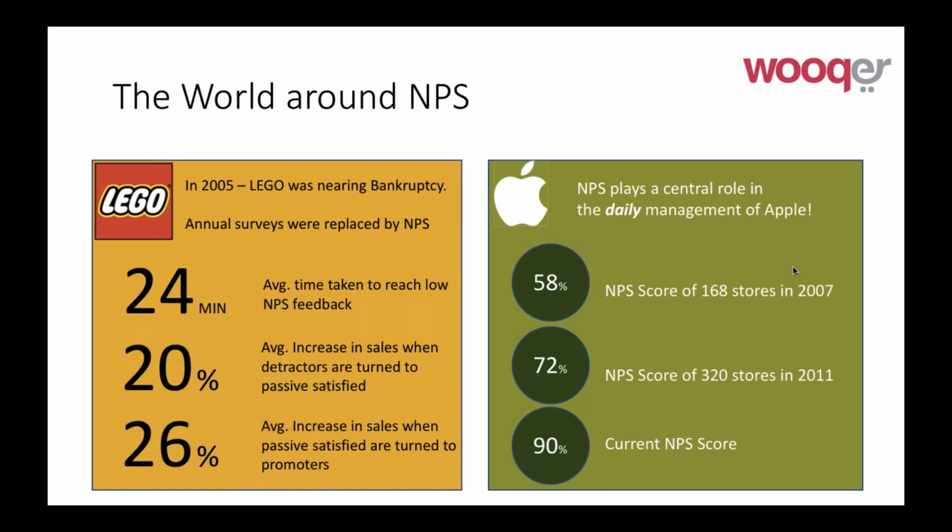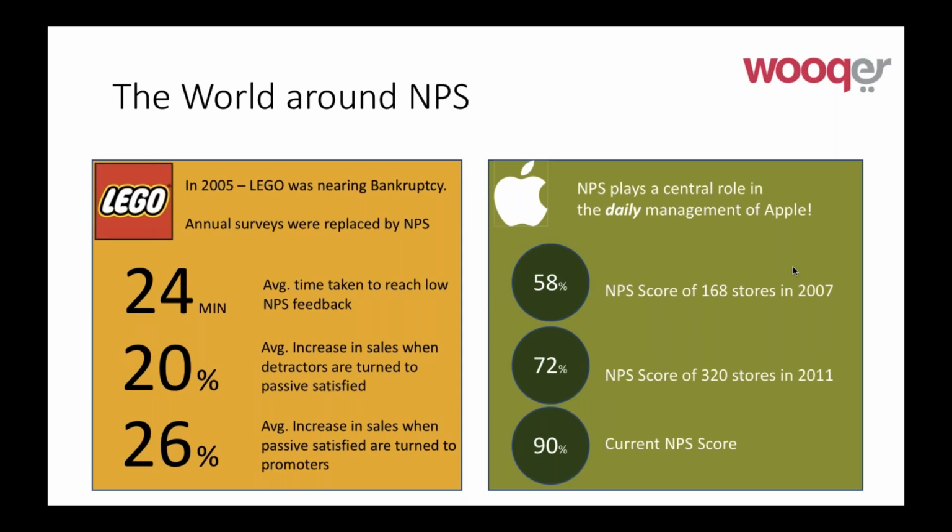Lego in 2005 was nearing bankruptcy because the engineers were coming up with products that nobody wanted to buy. One of their CEOs at that point decided that instead of annual surveys, they wanted to replace the system with a continuous feedback mechanism, and they implemented NPS. It is heartening to see that the business started growing within 1 year. Today, Lego is a worldwide popular name for products for children, and the reason for their success is that they started listening to their customers more proactively.